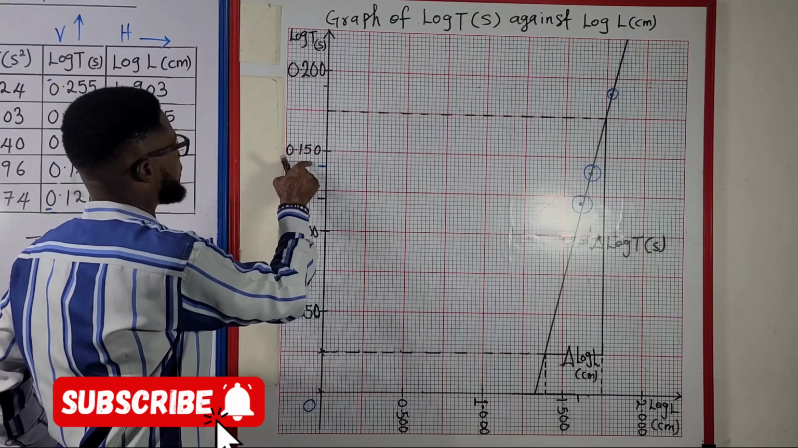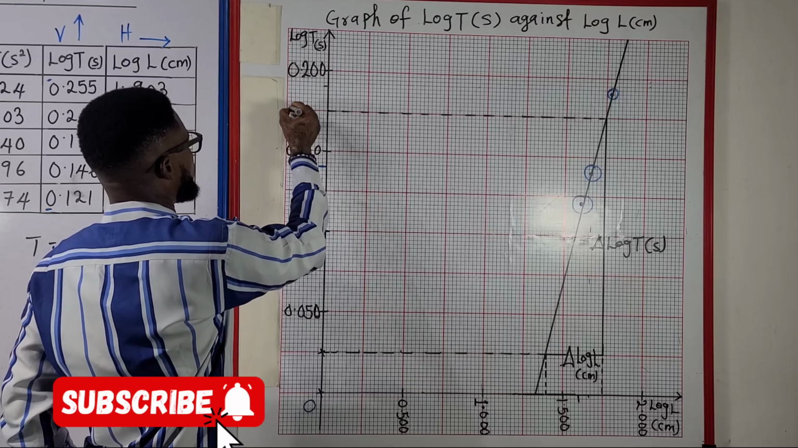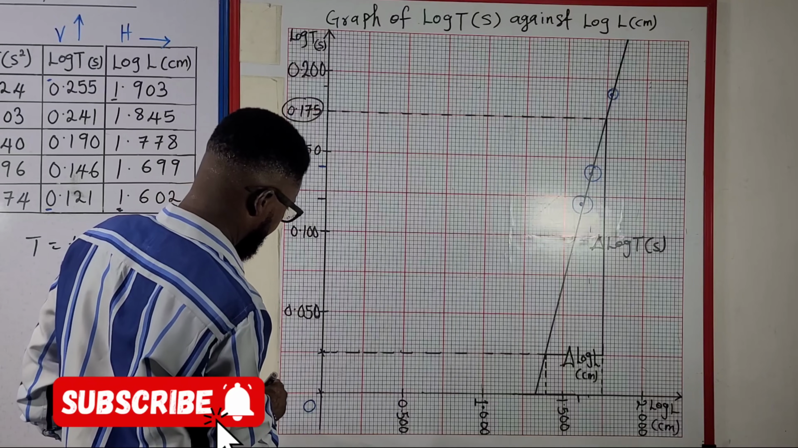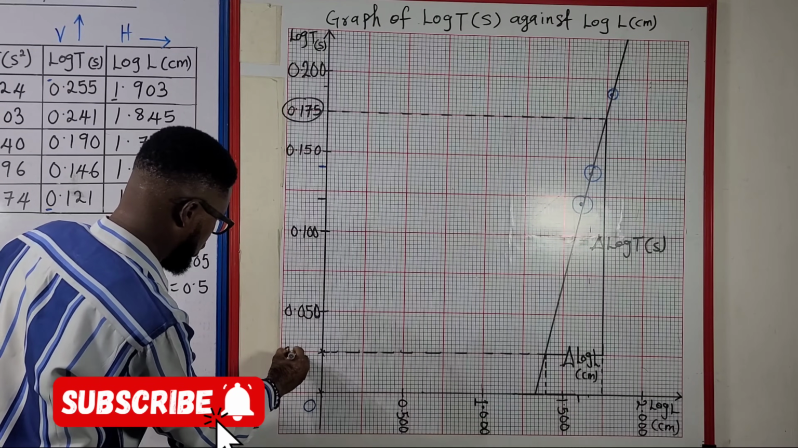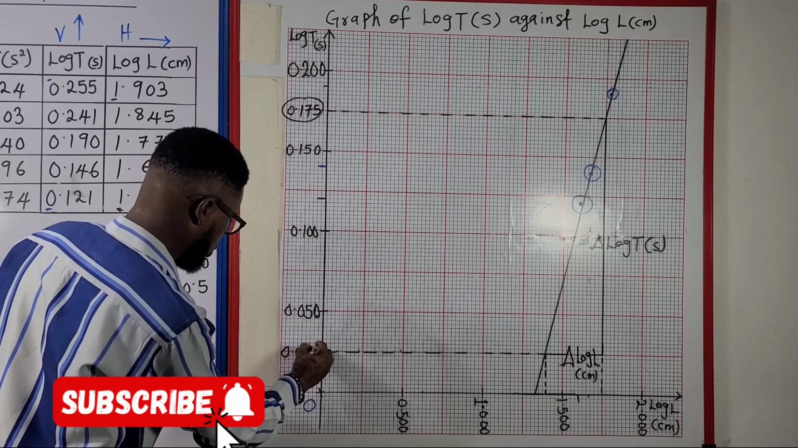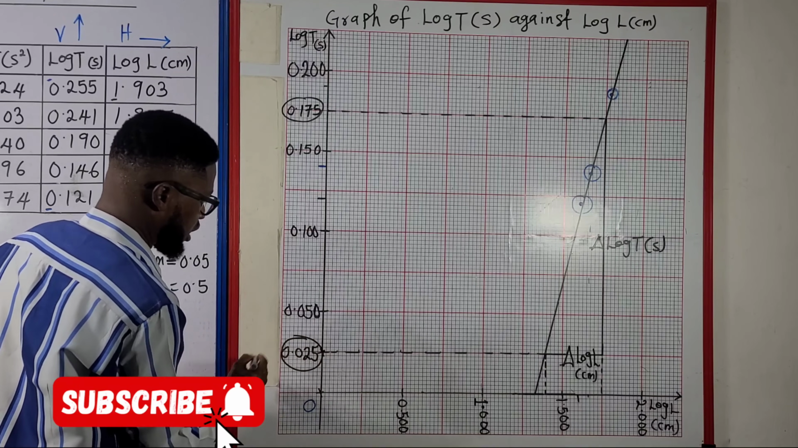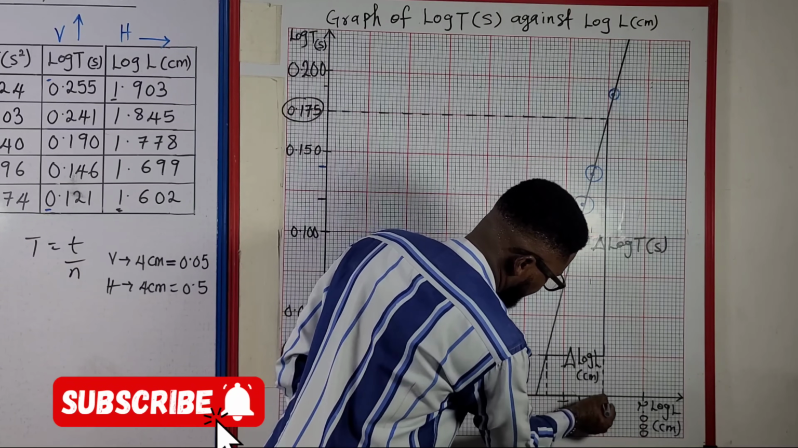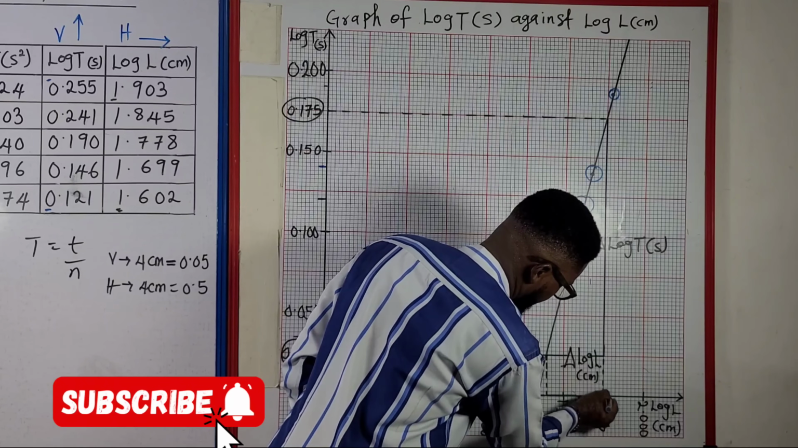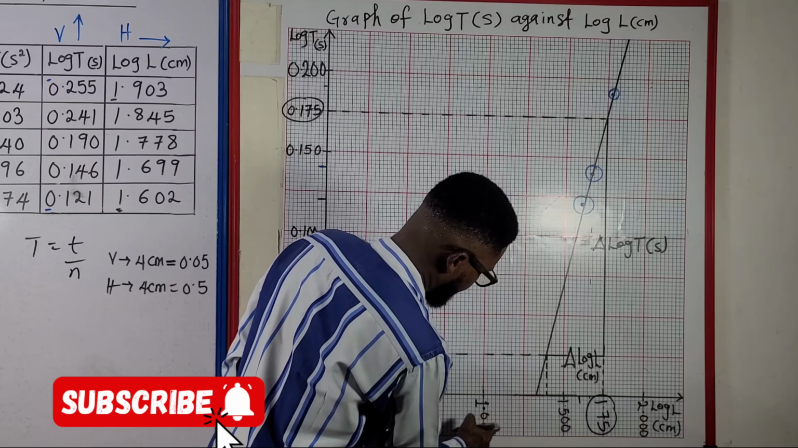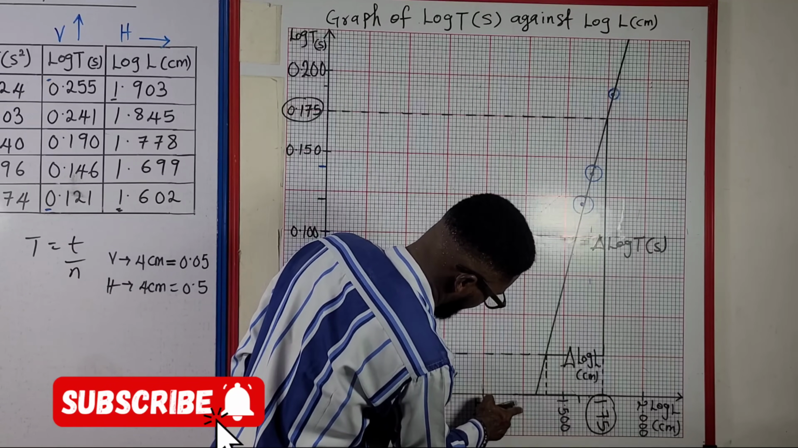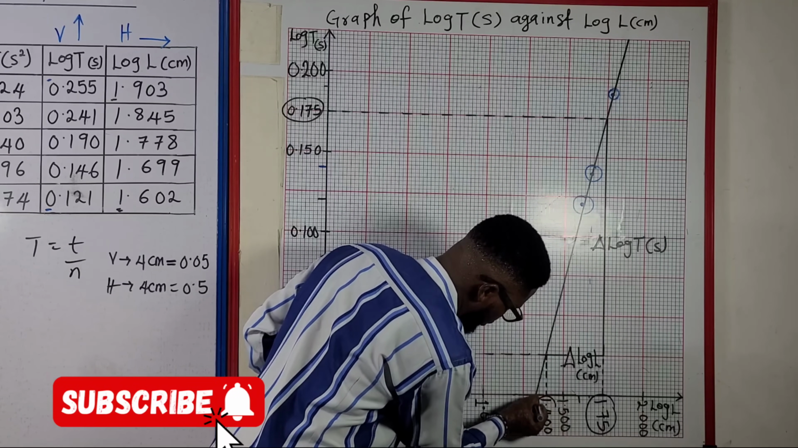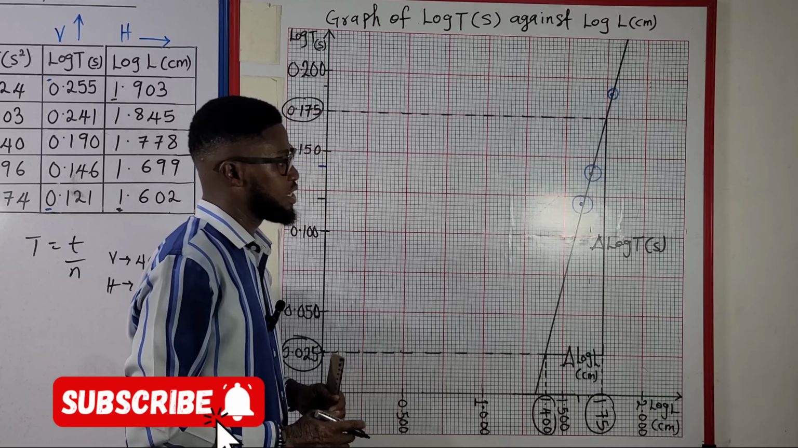This figure here is 0.150. This is going to be 0.175. And this here is going to be 0.025. These are figures I'm going to use for my slope. Talking about my x-axis, this is 1.5. This is going to be 1.75 for my S2. And this here is 1.25. This here is going to be 1.400. So these are figures I'm going to use in getting my slope.